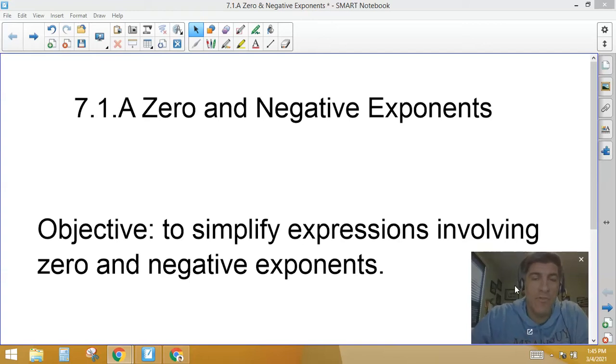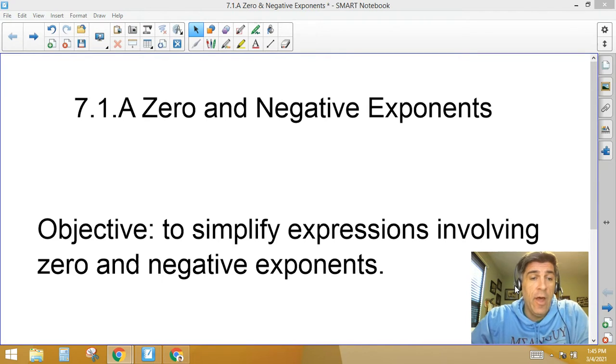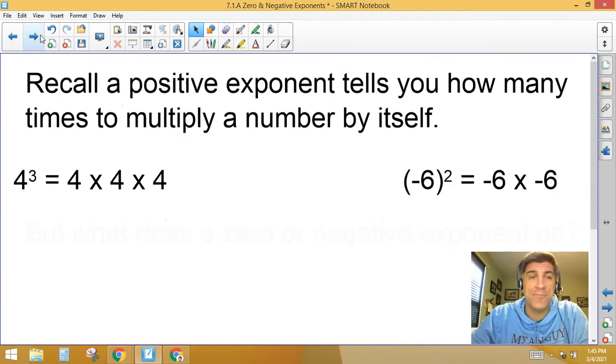Hey guys, on to chapter 7. We're going to talk today about zero and negative exponents. The objective: we're going to simplify expressions that have zero or negative exponents. All right, so some new information.